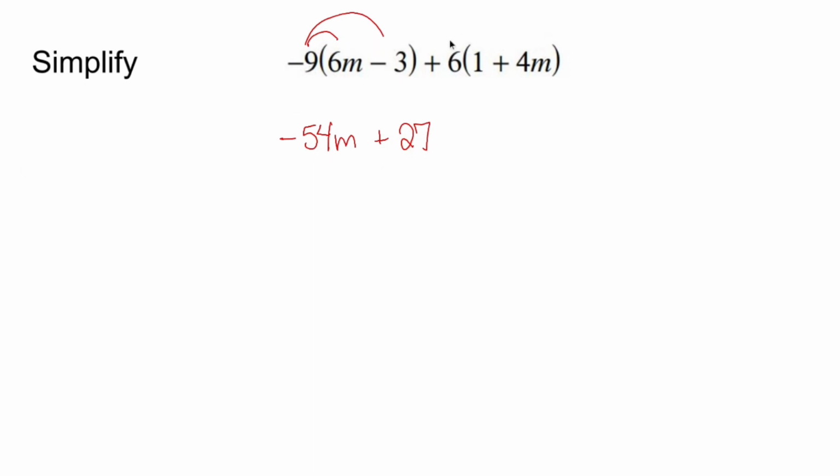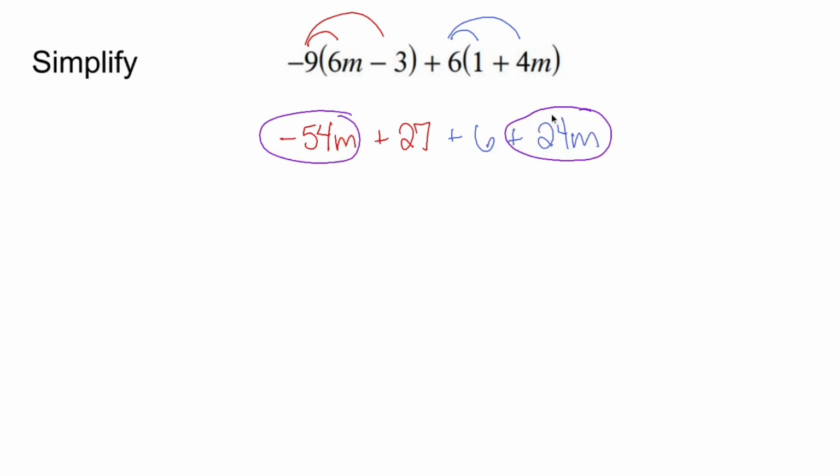Jolly good show. Now we have 6, a positive 6 being multiplied to 1, and a positive 6 being multiplied to 4m. 6 times 1 is 6. 6 times positive 4m is plus 24m. Now what we have is a line of numbers, terms, variables, yada, yada, yada, where -54m is like positive 24m. So whenever you're combining like terms and you have the same exact variable, you take the numbers or the coefficients in front and you do whatever it is you're supposed to do with them.